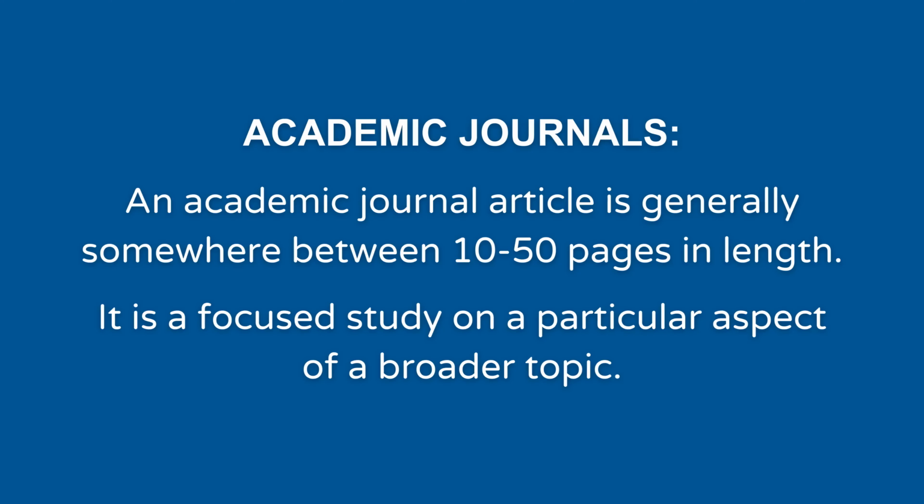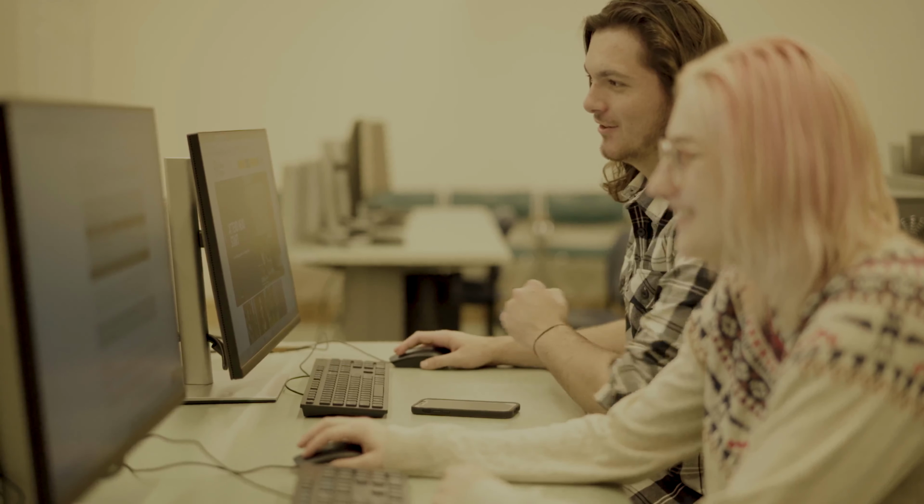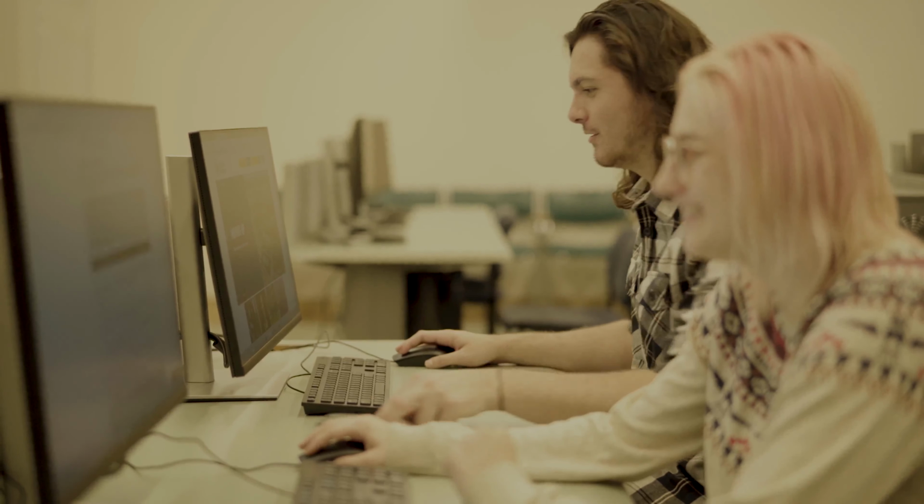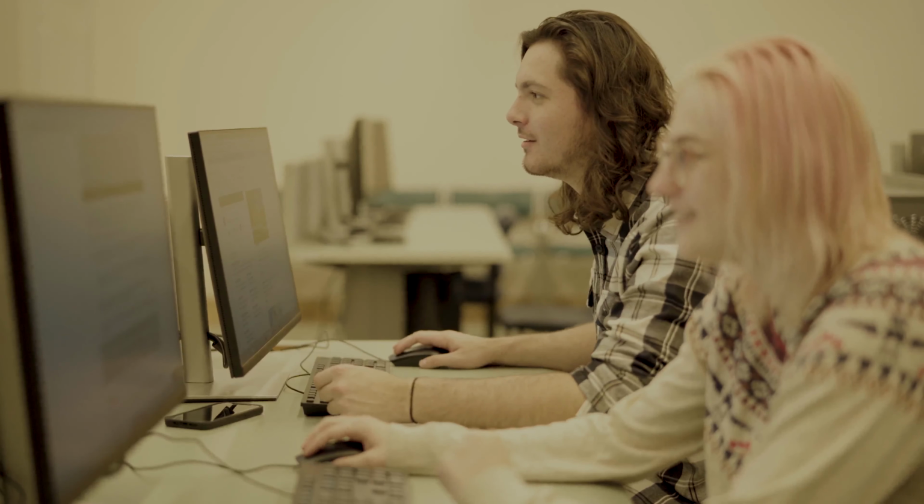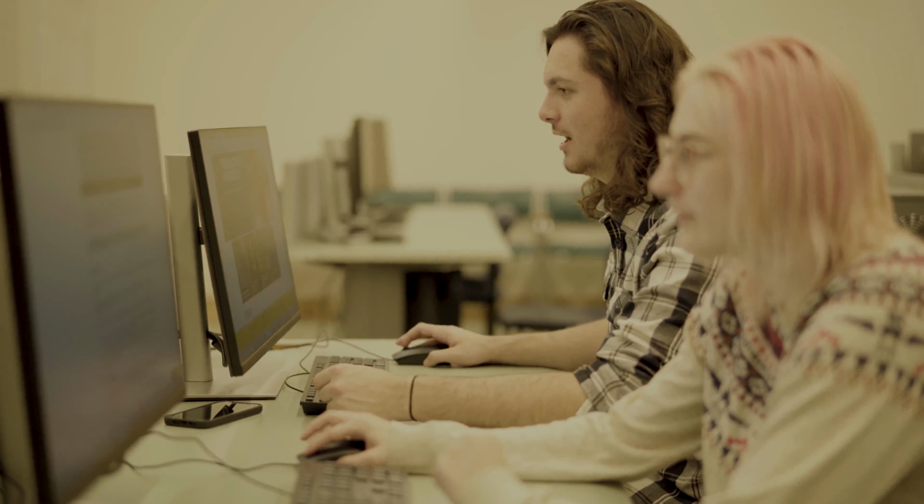To clarify, an academic journal article is generally somewhere between 10 to 50 pages in length and is a focused study on a particular aspect of a larger topic. Far too frequently, students will begin their research with academic journals because they are often the easiest to access in a digital format.